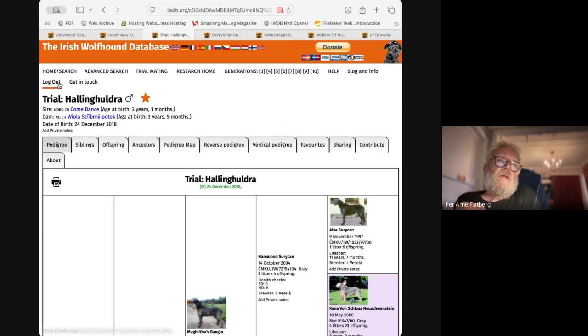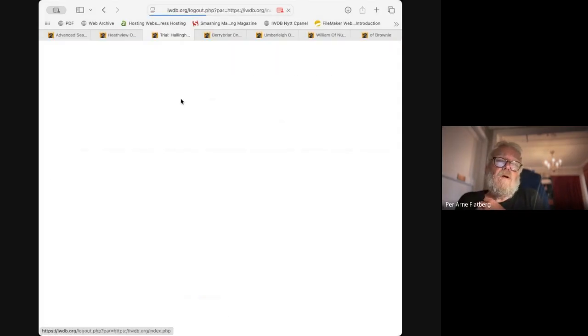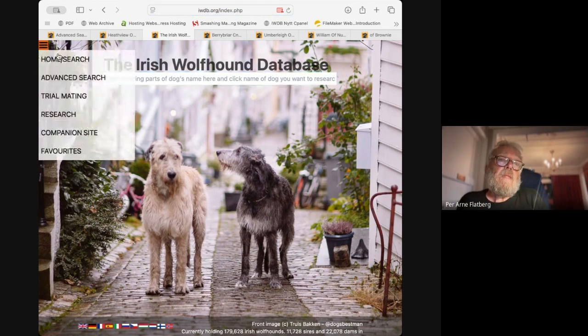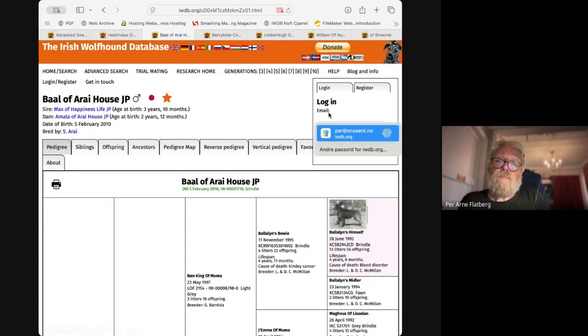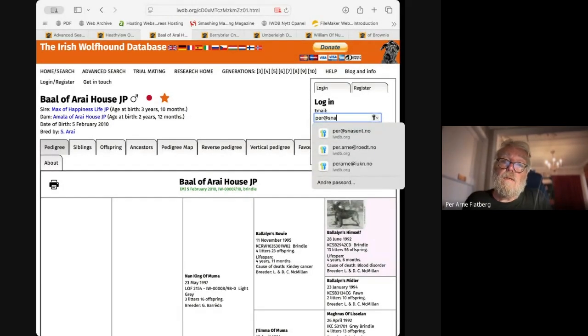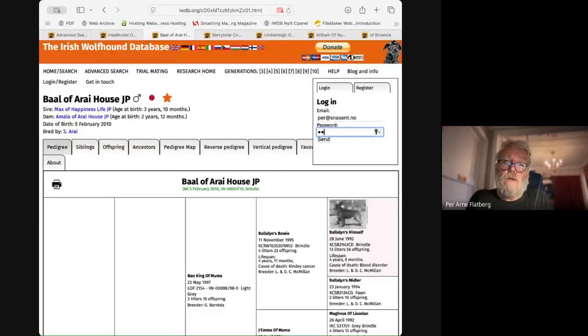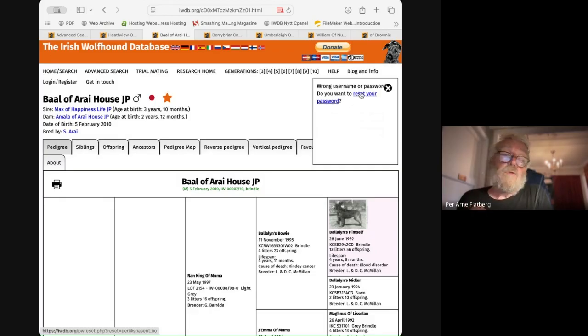If you are logged in, you will see a logout appear. If you're not logged in, you will see login and register. If you have forgotten your password, or if you don't know if you have a password, you can try to log in, like I did, and you get wrong username or password. Do you want to reset your password? And you will get an email where you are able to click a link to reset that password. So yes, you can.